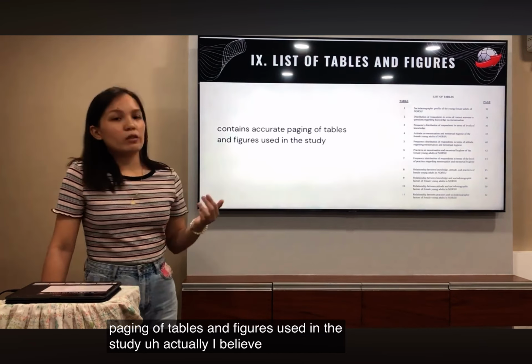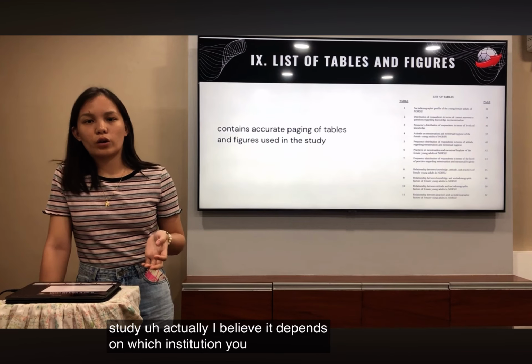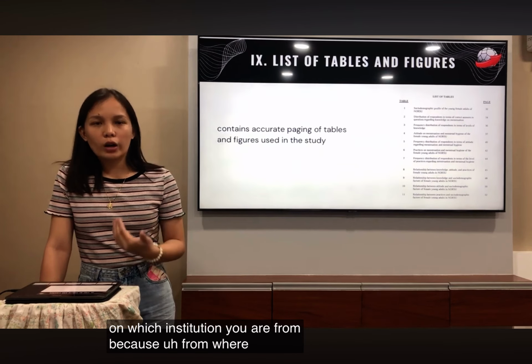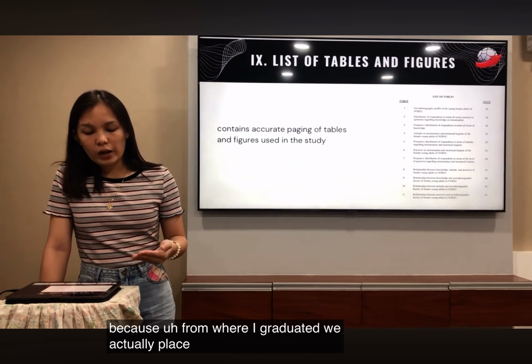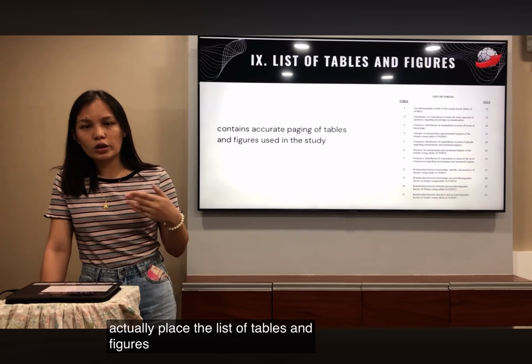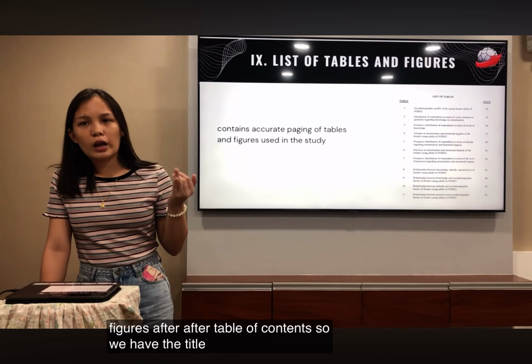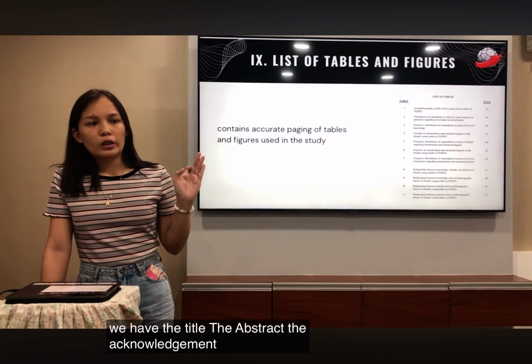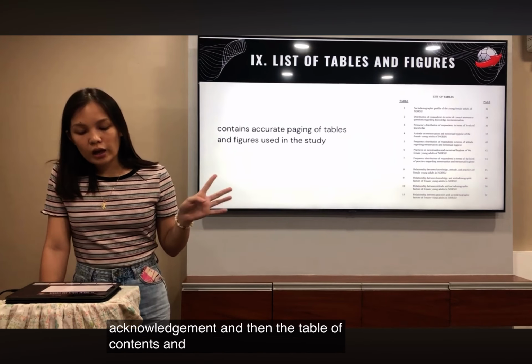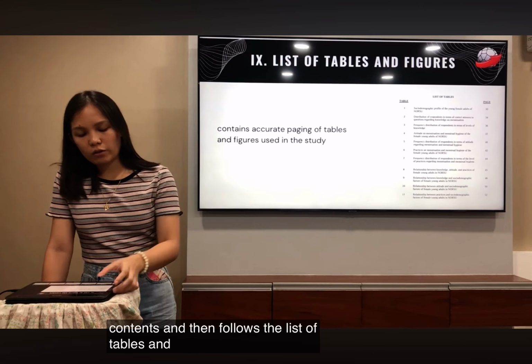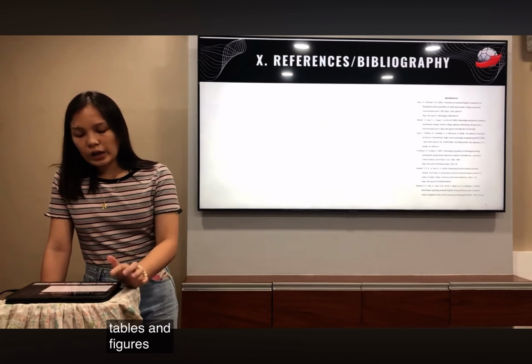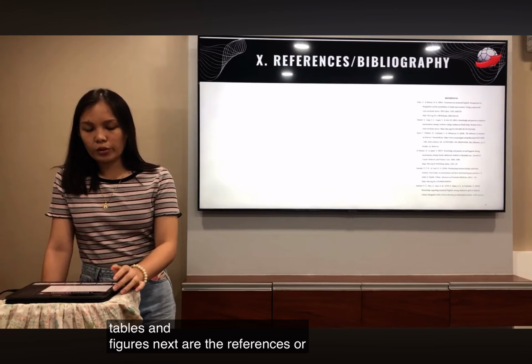Actually, I believe it depends on which institution you are from, because from where I graduated, we place the list of tables and figures after the table of contents. So we have the title, the abstract, the acknowledgement, and then the table of contents, and then follows the list of tables and figures. Next are the references or bibliography.